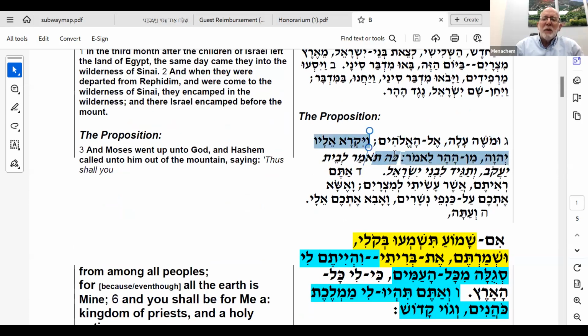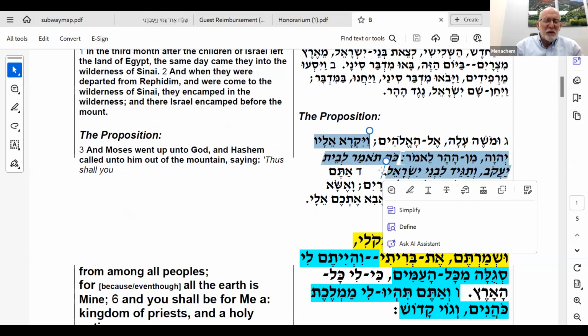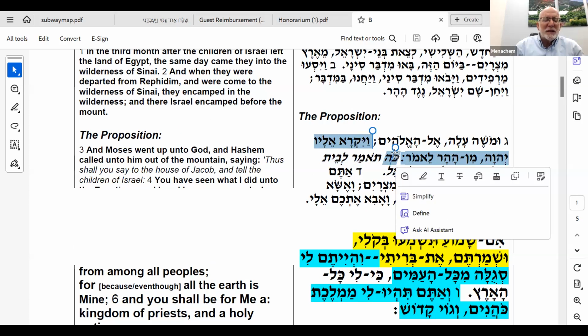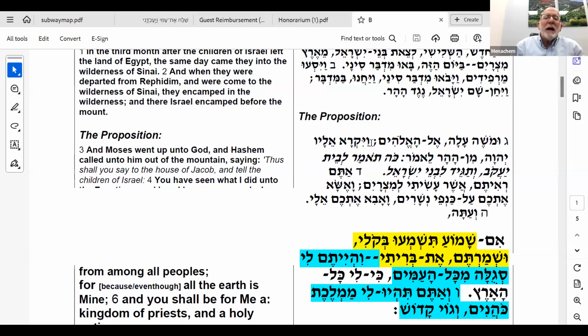Vayikra elav Hashem min hahar lemor, koh tomar l'veit Yaakov v'tagid livnei Yisrael. Just one little word of trivia, just for the fun of it, because you can do something with it later on. See this phrase, vayikra elav Hashem? God calling upon Moshe. Now, usually when God talks to Moshe, what does it usually say? Vaydaber Hashem el Moshe. Think for a minute. How many times do you remember in Chumash, in any of the five books, where we have the verb vayikra, where God calls upon Moshe before talking to him?